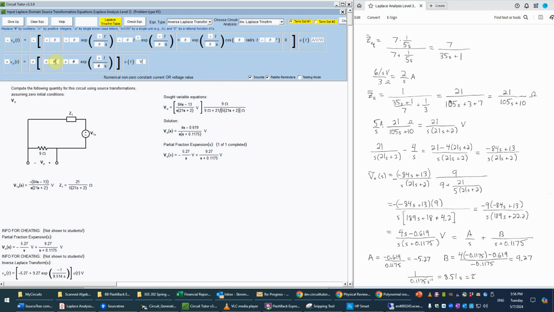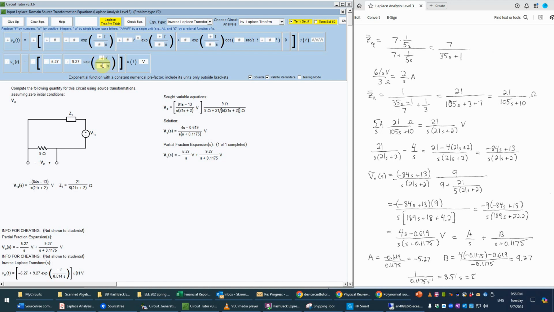And then the constant, that's just going to be the value of a here. So we can have the minus 5.27 that we had before in our partial fraction expansion. And then here we're going to have the coefficient, which is the 9.27. And then remember that this is always going to be a decaying exponential unless you had some sort of unstable circuit with dependent sources, which you generally won't have in these problems. So we'll make sure that's always negative.